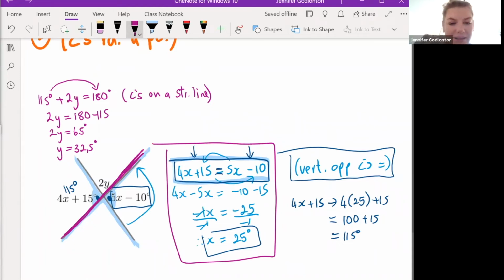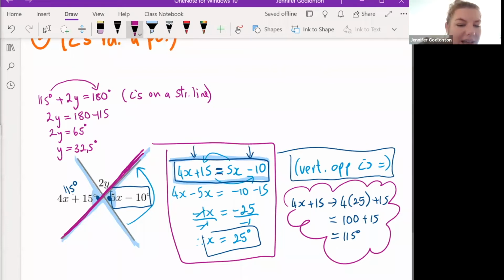So the second part, this first part over here was finding x. Then this part that I'm putting in a cloud over here was just working out what this angle is now that we know what x is. And then we said, well, 115 degrees plus 2y needs to equal 180 degrees because this angle's on a straight line. And then we just worked it out as a normal equation. So we moved our 115 over, we then divided it by 2, and we went from there.